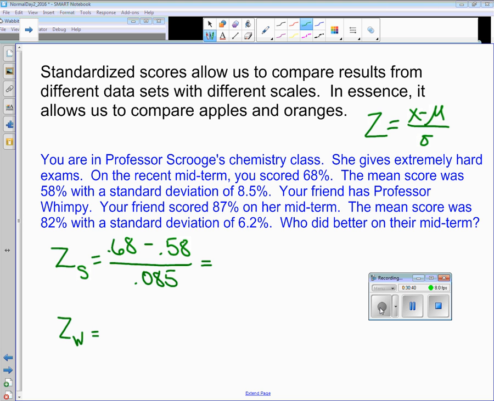I did better than the mean. What did I get? What's my Z-score? 1.1 something. 1.176. All right, so I am more than one standard deviation above the mean. I'm pretty proud of myself. 68 or not, I did it.